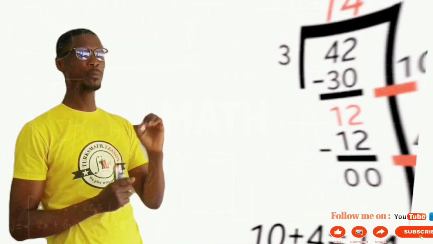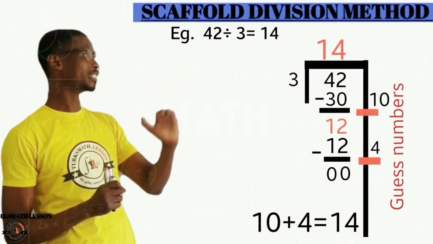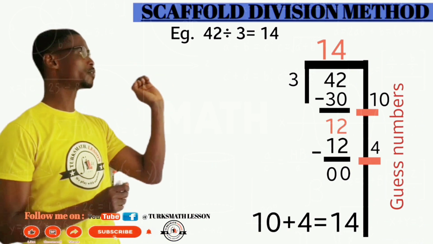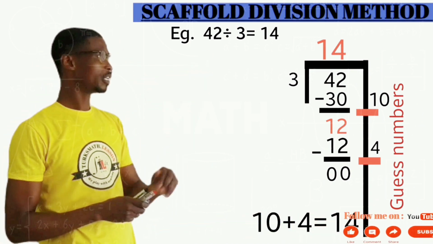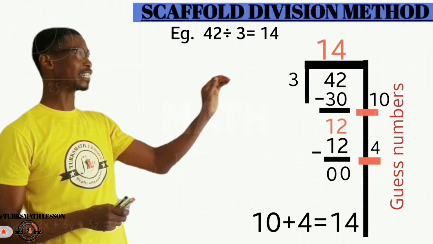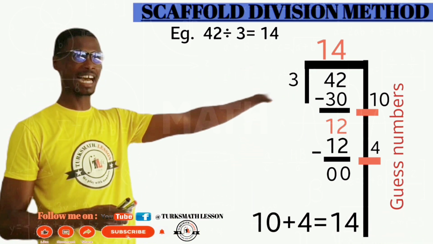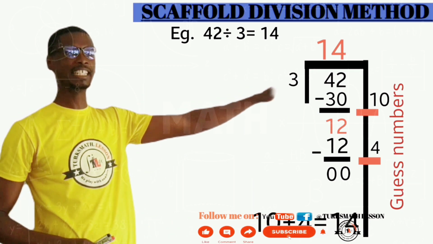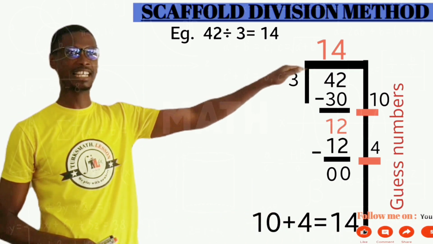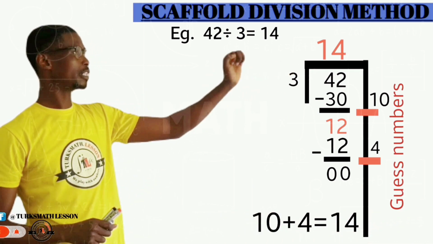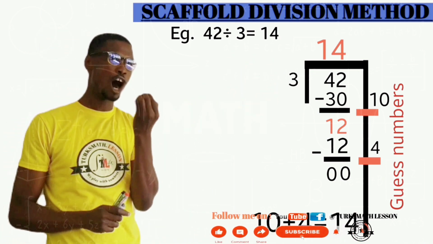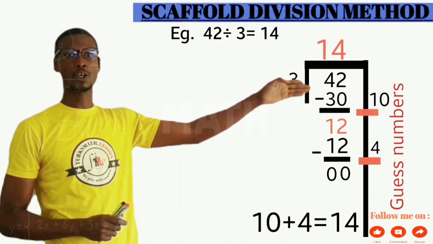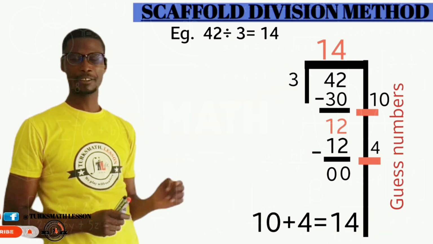Now, I have a beautiful example here on the slide. I have 42 divided by 3. In the structure, we have 42 inside, and 42 stands for what? The dividend. So we place it inside the structure. Then the divisor goes outside, where we have the mark. So you put the divisor there, that is 3.